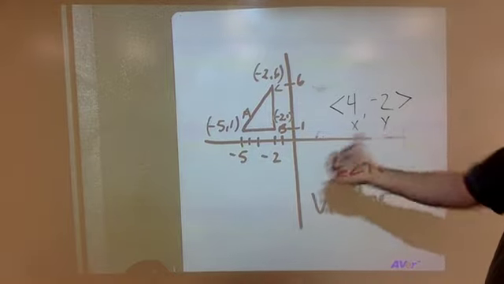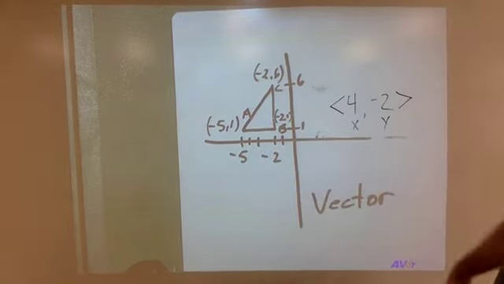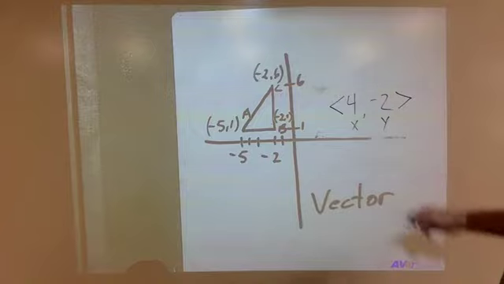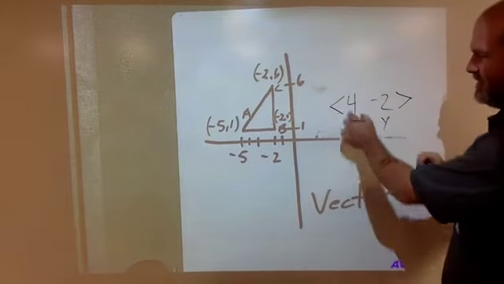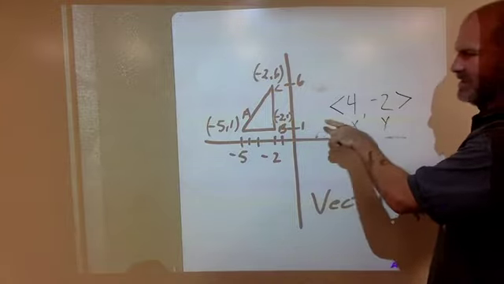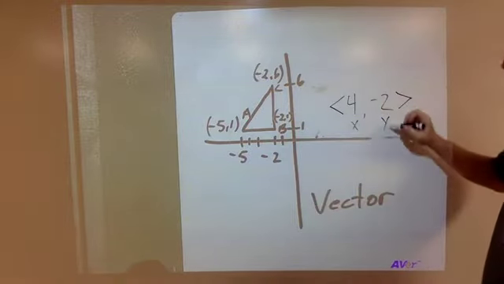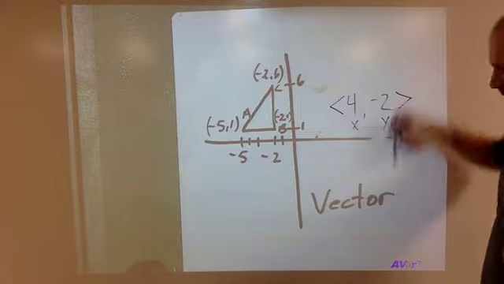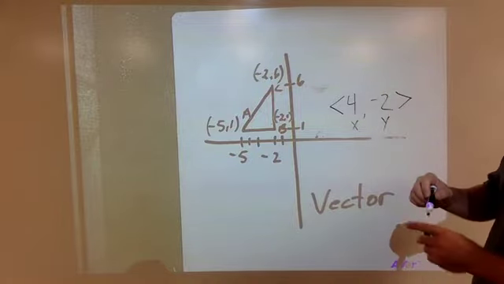If it's positive, you move it right. If it's negative, you move it down for your Y. Just dealing with the X, positive and negative. If the vector is positive for the first number, you move it right. If it's negative, you move it left. The second number is your Y direction, up and down. If it's negative, it moves down. If it's positive, it moves up.